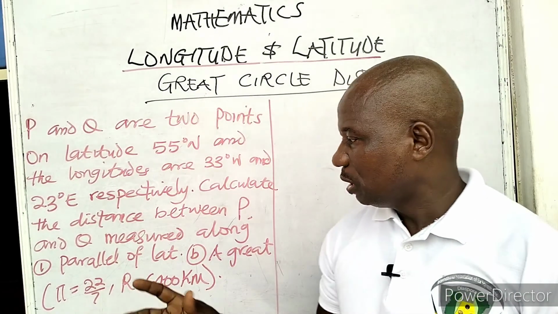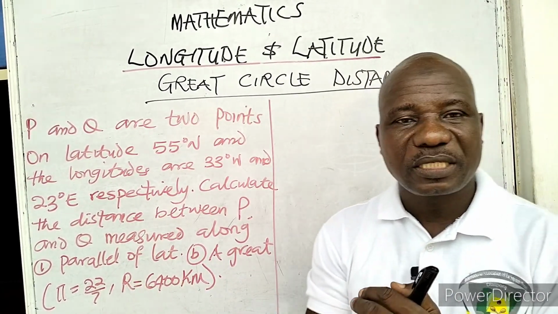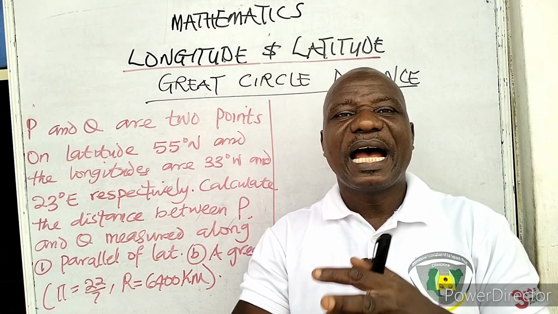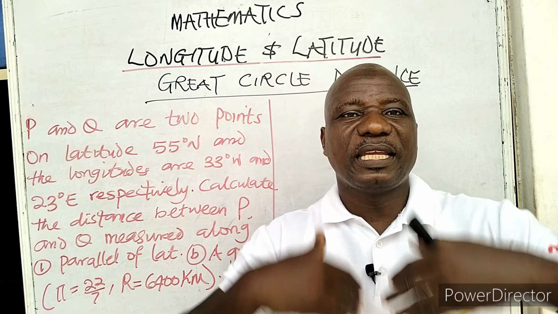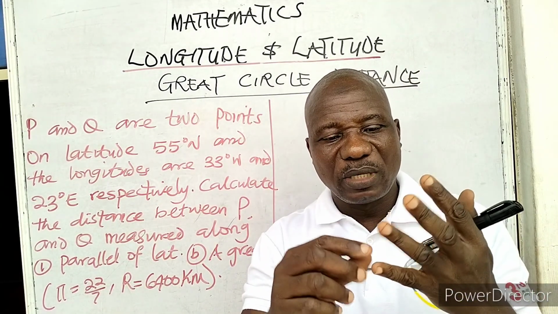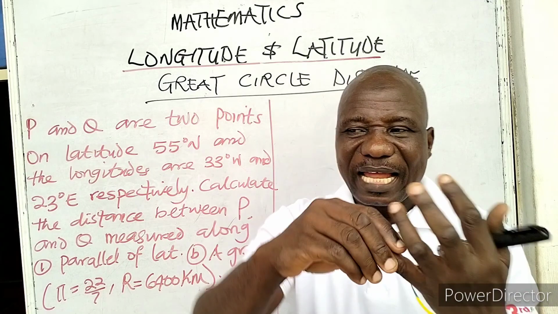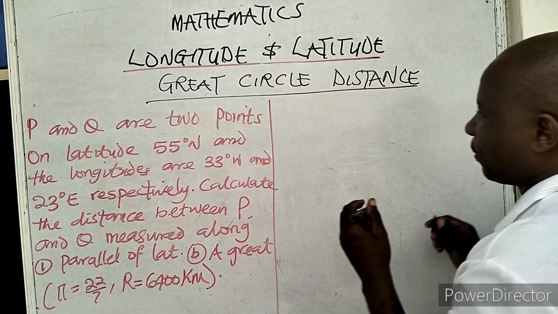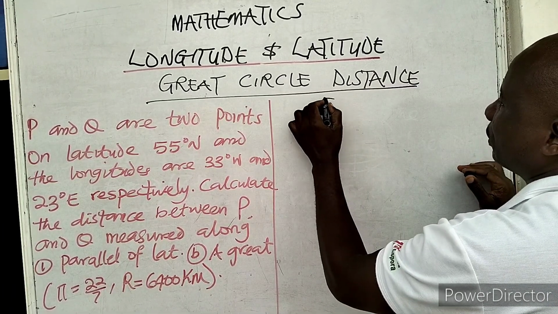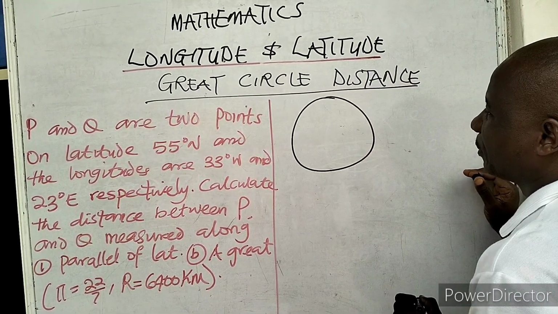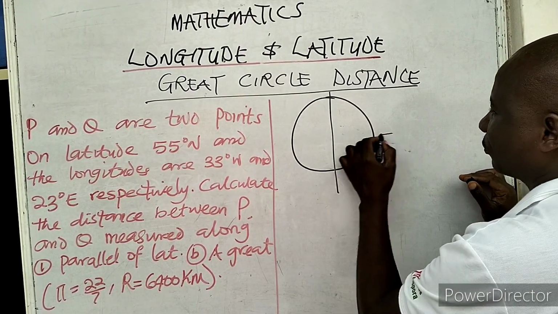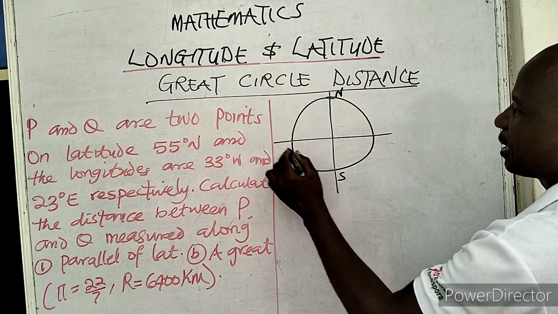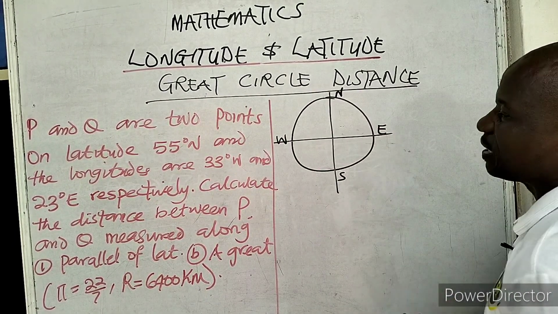Look at this very one. This one is taking care of the distance of two places along the parallel of latitude as well as along the great circle. I thought to take it a step further. This one, we are going to calculate the distance along the parallel of latitude and at the same time along the great circle. Now, I want to draw my circle. Now, we have this. You know, this one is north. This one is our south. This one is west. This one is east.